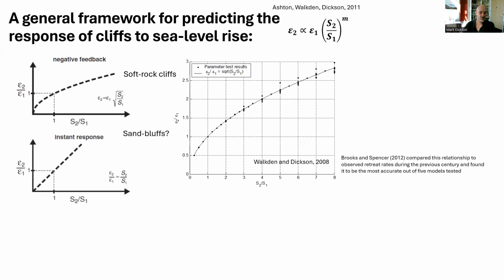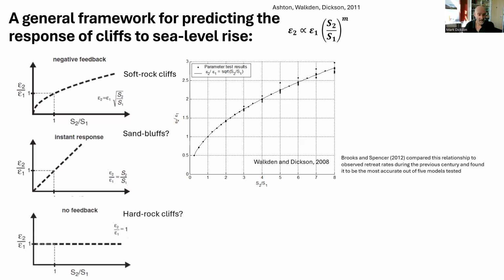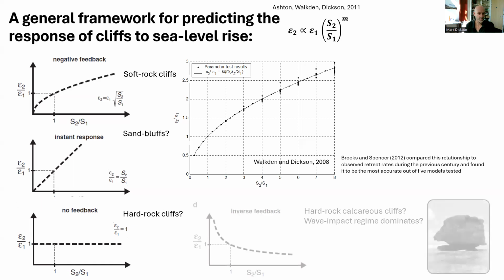But there are other types of coastline where we might expect the relationship to be quite different. For example, if there's very little resistance from the rocks, maybe sandy bluffs, we might expect an instant response to sea level rise. Or maybe in hard rock cliffs, there may be some instances where we expect the rocks not to respond to sea level rise at all. The erosion rate in the future will be the same as in the past.